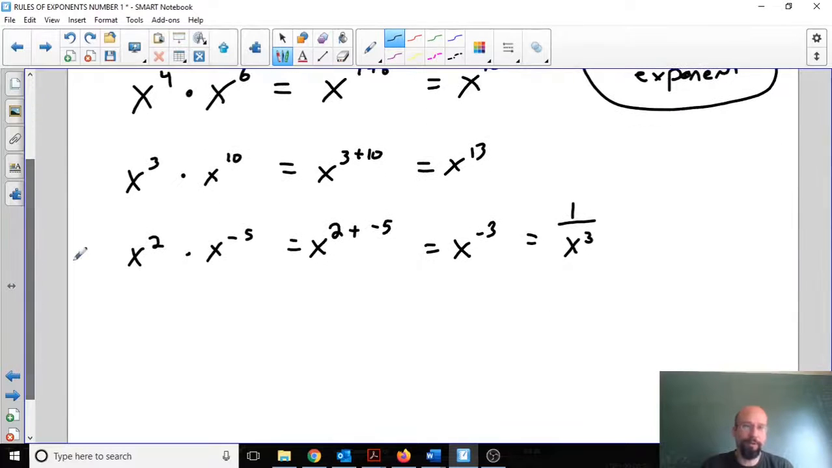I'll do a couple more. When you're multiplying bases, you add the exponents.